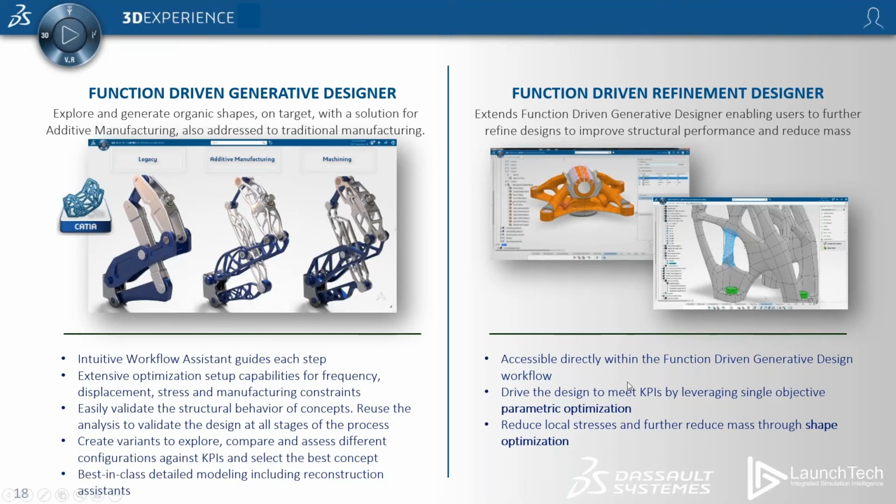So this is again accessible directly within the function-driven generative design workflow, and it drives the design to meet the KPIs by leveraging single objective parametric optimization, and it also reduces the local stresses and further reduces mass through the shape optimization processes. So this is about the two roles which we have used to optimize the product and have seen in the previous videos.